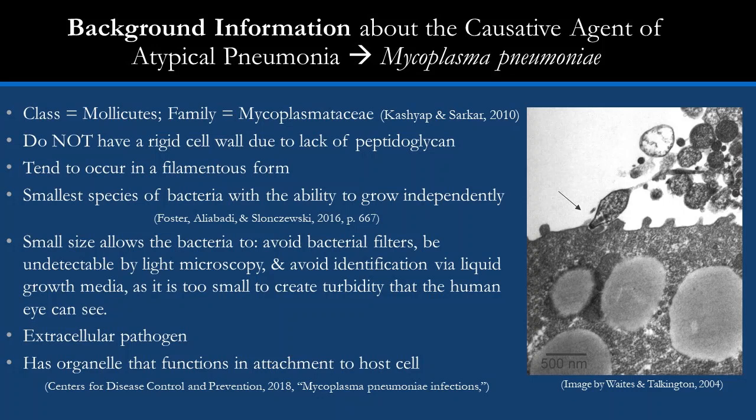It is typically an extracellular pathogen, although as we will see later, it sometimes can enter cells and reproduce. A very important feature of this bacteria is that it has a special attachment organelle that allows it to attach to host cells very tightly. In the picture on the right at the arrow, you can see a Mycoplasma pneumoniae bacterium using its attachment organelle to tightly adhere to a respiratory epithelial cell.